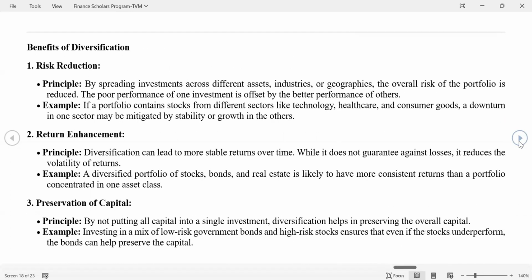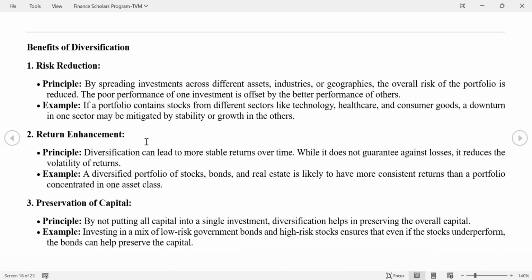So, benefits of diversification, risk reduction. Okay, so when you spread your money across different industries, different assets, then you put them together, the entire risk of the portfolio will be reduced, because if one is not doing well, at least the other will be doing better to offset that kind of risk, right? So the entire risk of the portfolio is usually reduced, right? Because of diversification. Okay, so we have an example here. If a portfolio contains stocks from different sectors like technology, healthcare, and consumer goods, a downturn in one sector may be mitigated by the stability of growth in others.